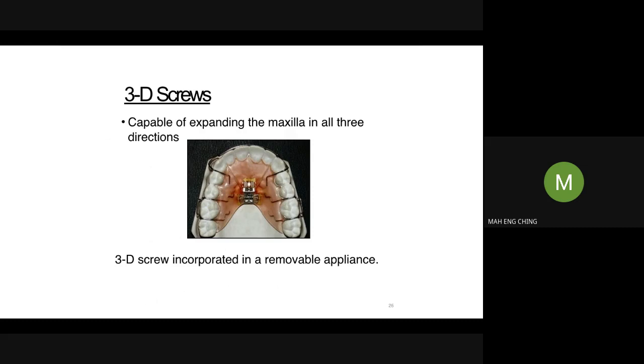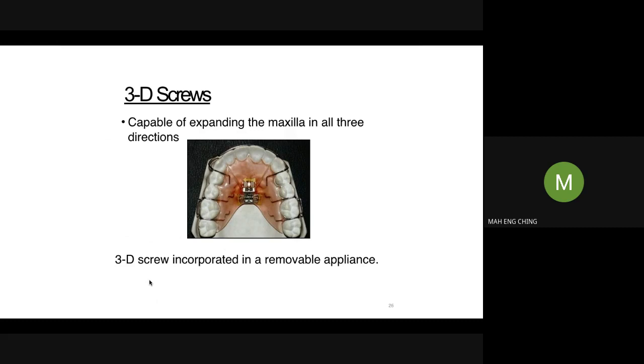So the 3D screw is just meant to expand the upper maxilla. It is capable of expanding the maxilla in 3D directions. What they do is put in a removable appliance with 2 screws, one for the anterior and one for the posterior. So when you turn the screw, they will expand the upper jaw in 3D directions, anteriorly and posteriorly.